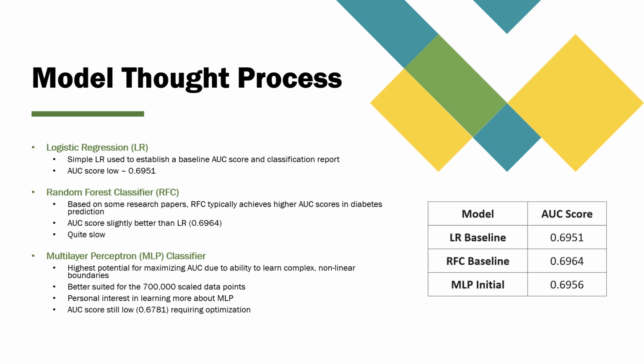The initial model still had a low AUC score of 0.6781. However, since I was personally interested in working more with a neural network model, I decided to proceed with the MLP classifier. My next step was to then tune this MLP model in hopes that I could achieve a better AUC score.